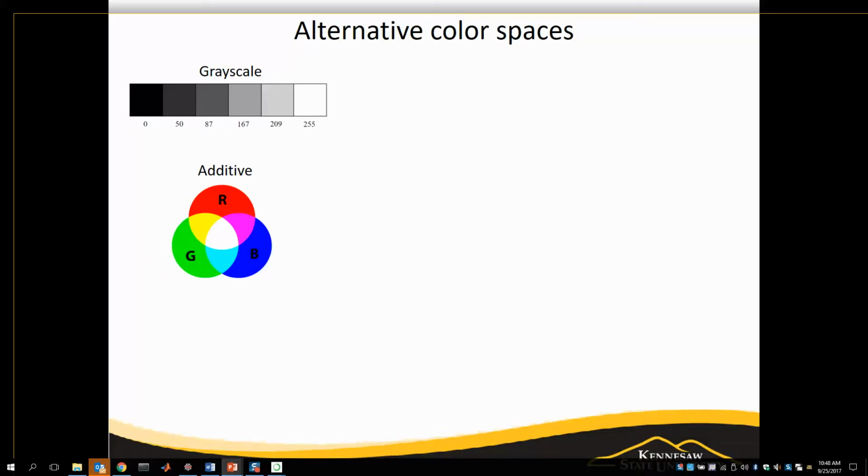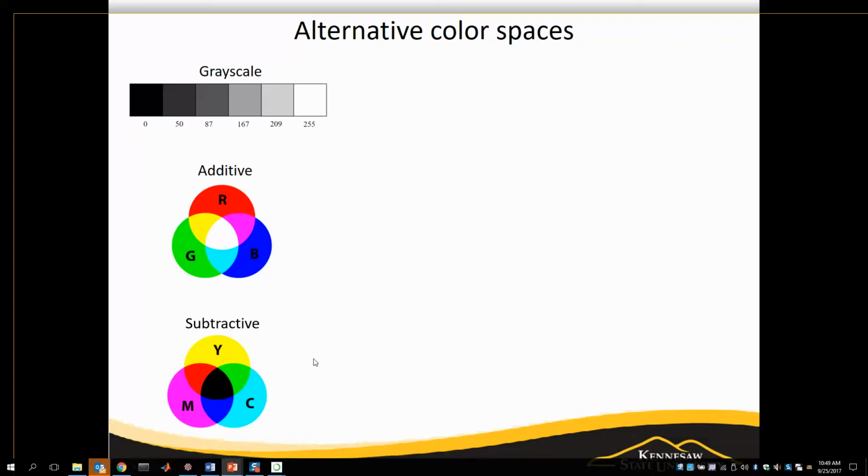We already know 2 color spaces, grayscale and RGB. Okay, and we know as we combine R, G, and B together, we get white. Okay, and the intersection of red and green gives you yellow, etc. Okay, there's another color space called the YMC, yellow, magenta, cyan, and this is a subtractive one. If you take yellow and take away magenta, you get red. And if you take away everything, you're left with black.